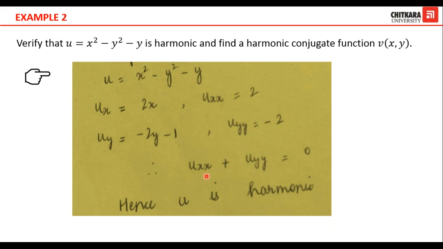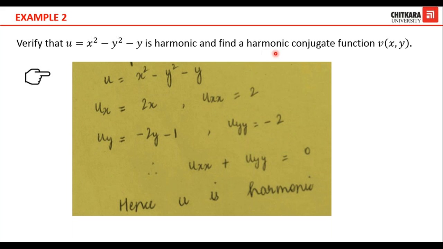When you add them, what do you get? Uxx plus uyy is equal to 0. You can also see that the second order partial derivatives are constant, so they are automatically continuous. And hence, I can say that u is a harmonic function, right? So this, I think, is very simple. We move on to the second part of the question.